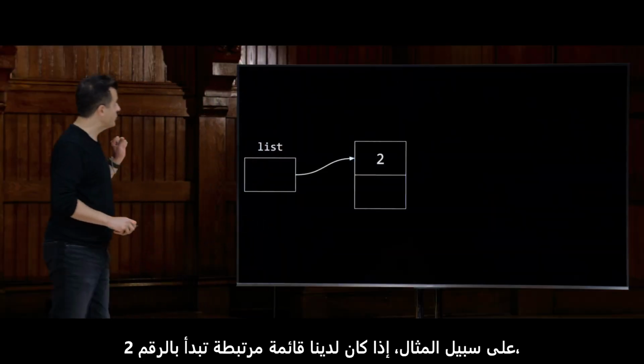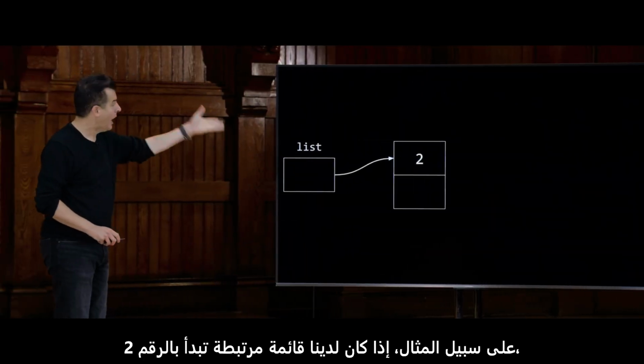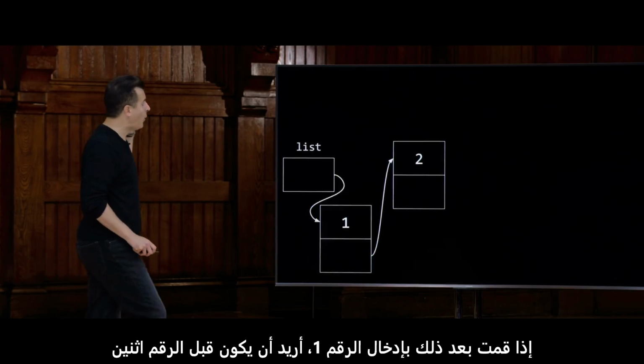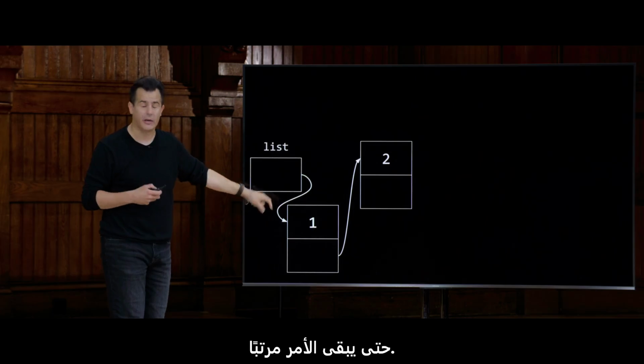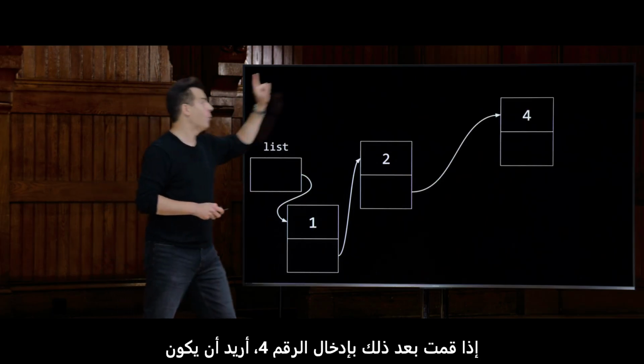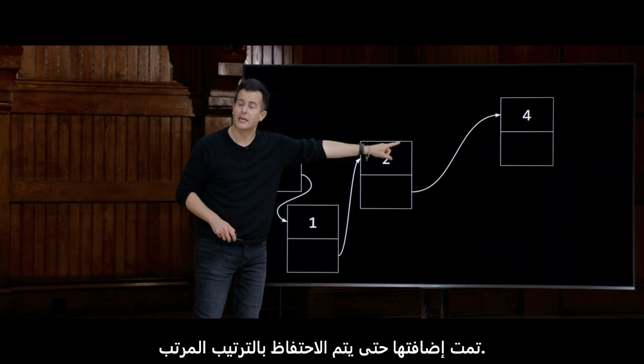So for instance, if we have a linked list that starts with the number 2, I want it to look like this in memory. If, though, I then insert the number 1, I want it to go before the number 2 so that the thing is kept sorted. If I then insert the number 4, I want that to be appended so it retains sorted order.